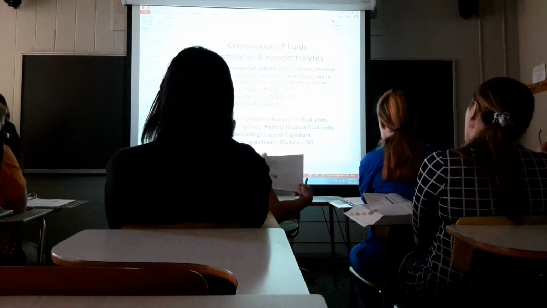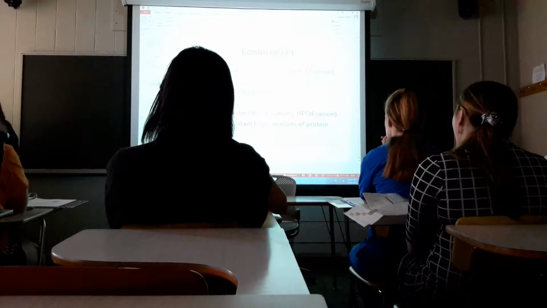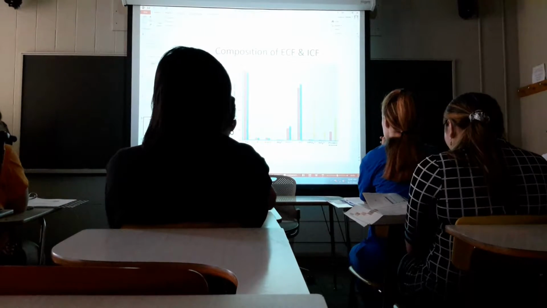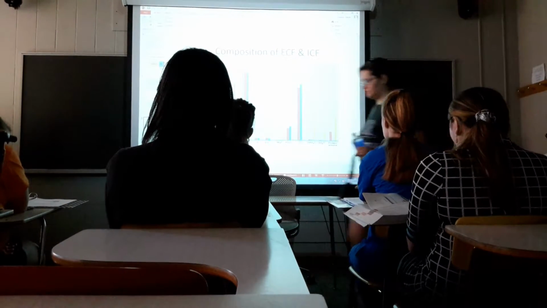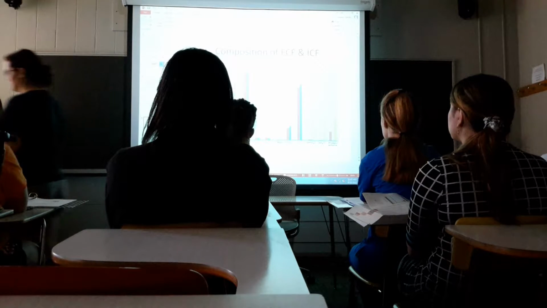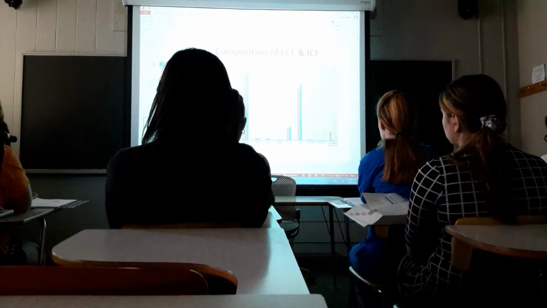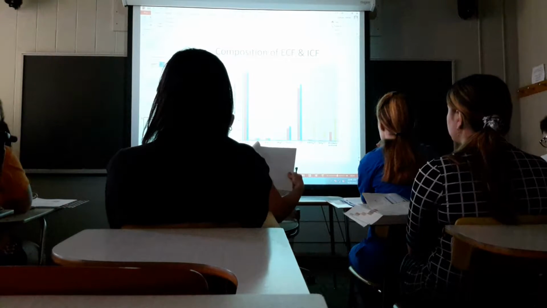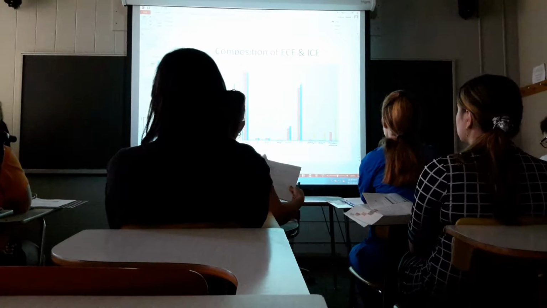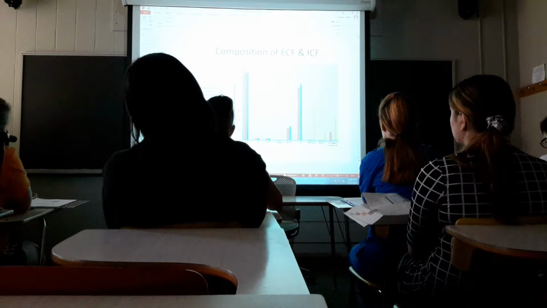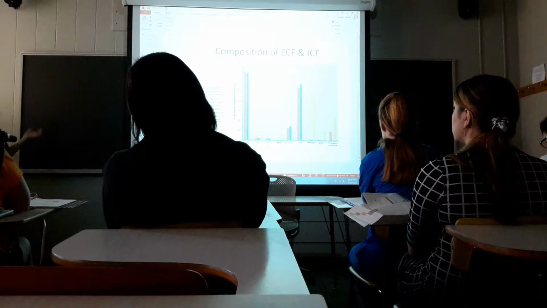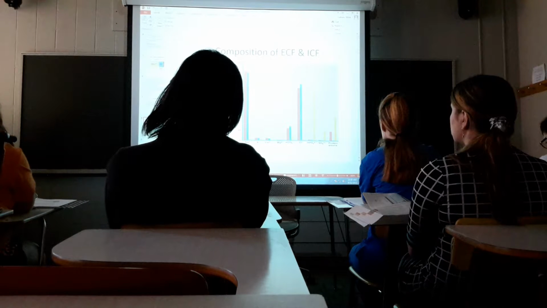So let's look at the composition of these fluids. Down here's our chart, here's our picture. So here we are looking at the composition inside the cell and outside the cell. Inside is yellow, and outside is red and blue: interstitial fluid and blood. In the composition of blood, we have a lot of sodium outside, because we know sodium lives outside the cell, and we know potassium lives inside the cell. So outside the cell, we have a lot of sodium in the blood and in the interstitial fluid.